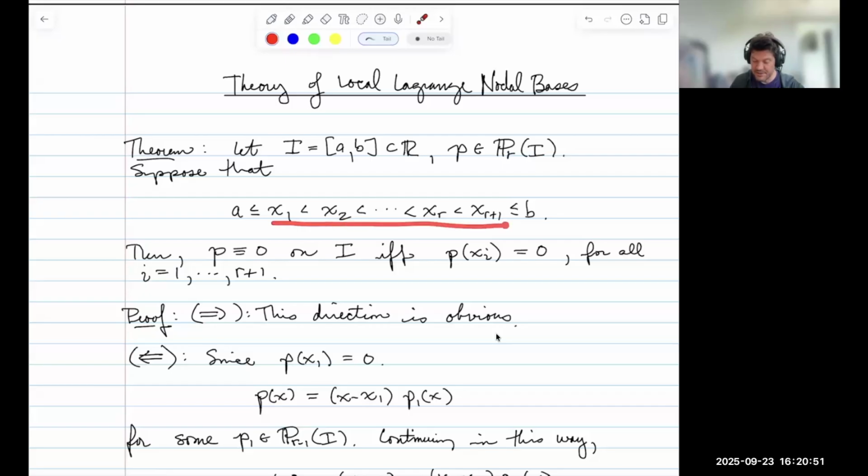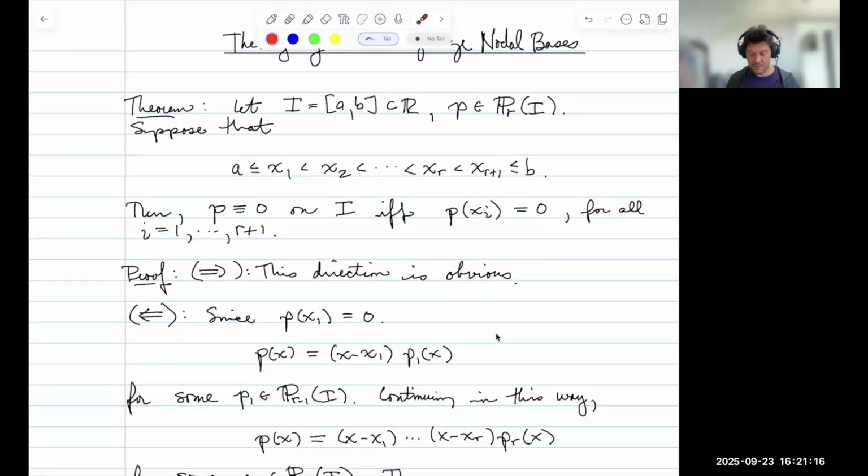Each one of these has to be distinct because of the ordering that I placed on this sequence of points. So P is identically equal to 0 on I if and only if P is equal to 0 at each one of these r plus 1 distinct points x_i, i between 1 and r plus 1. All right, so let's go the obvious direction.